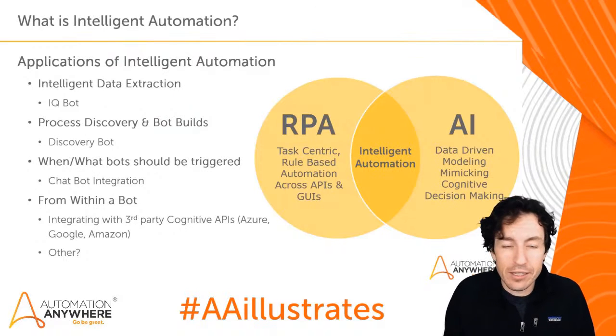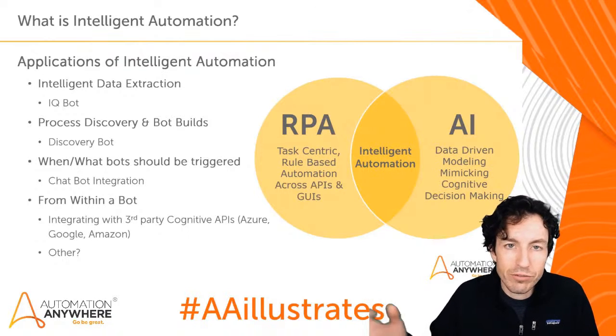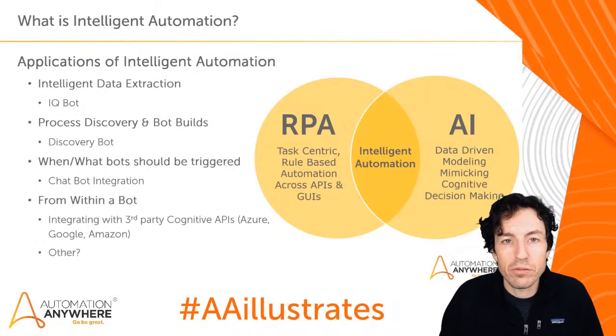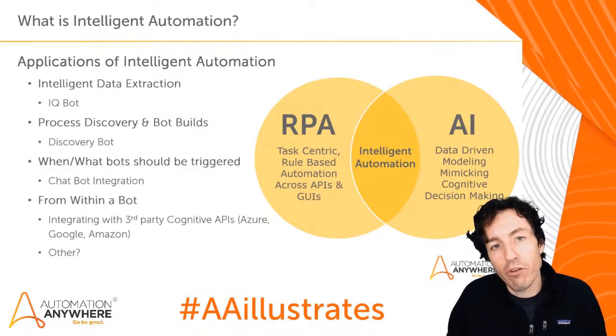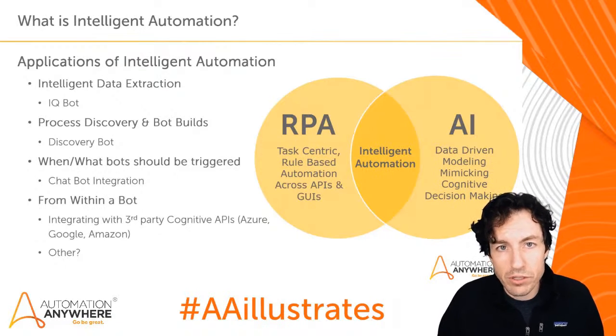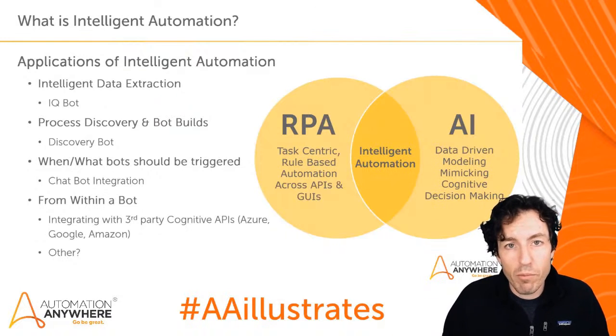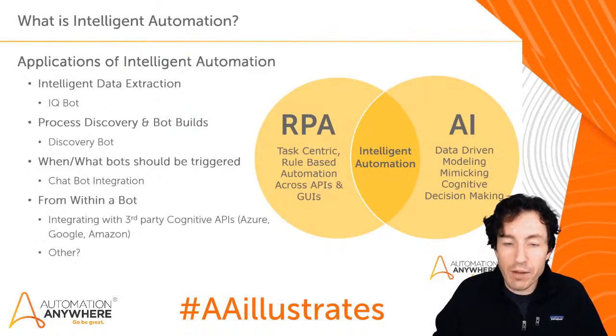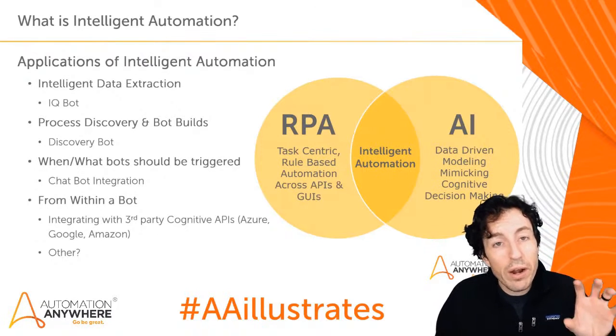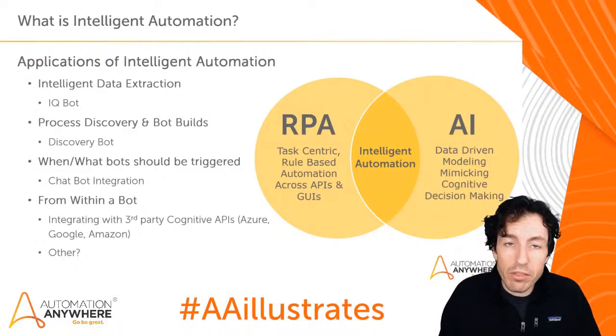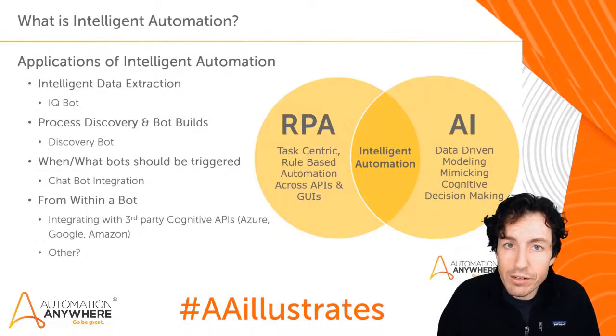Maybe I have these pictures and I need to classify them, and I call this cognitive service from Azure, or I call some cognitive service from Google. I do have the ability to integrate with those different cognitive services, third-party services, something I've written myself, directly from RPA. And again, that's where I'm starting to have that intelligent automation within my process. What other examples could there be, right? What else could we do directly from within our bot?